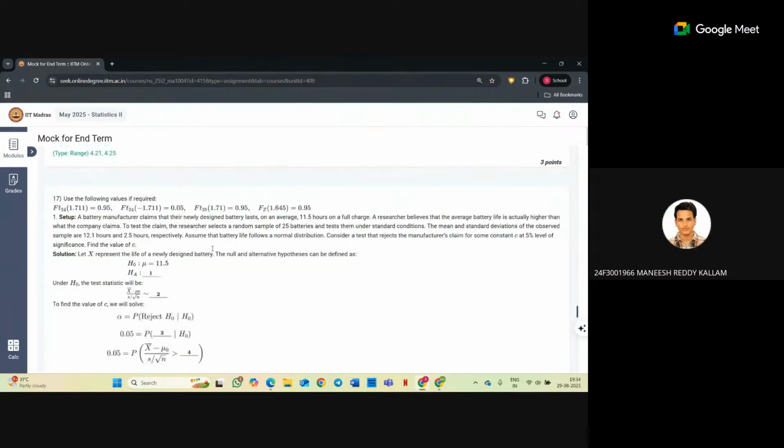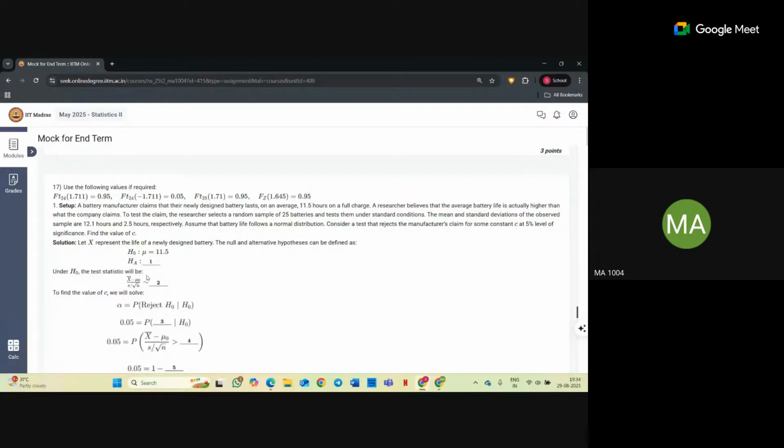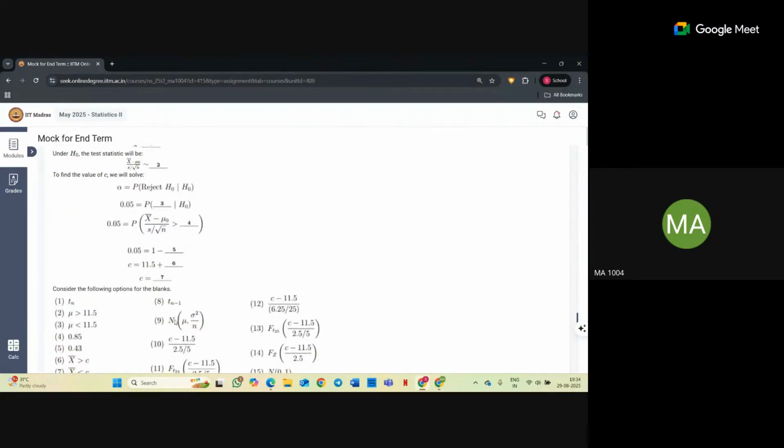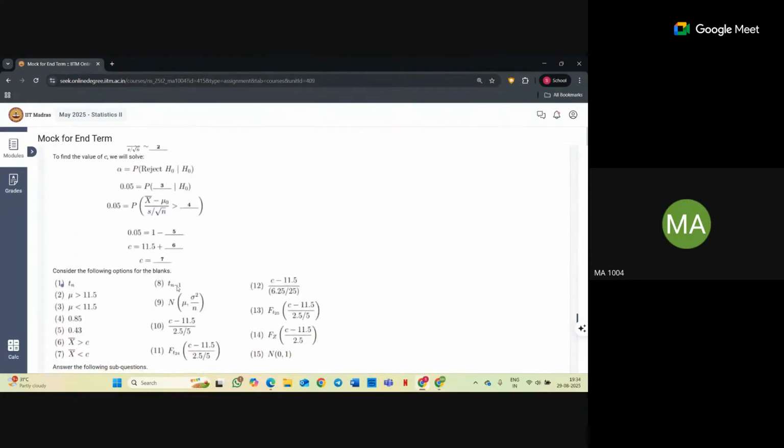Because the sample is given, not the population. The sample variance is unknown here. Correct, the variance is unknown because we only have the sample and don't have the population variance. So that's why we are taking the t distribution. So x bar minus mu naught divided by s upon root n will be following a t distribution with degrees of freedom n minus 1.